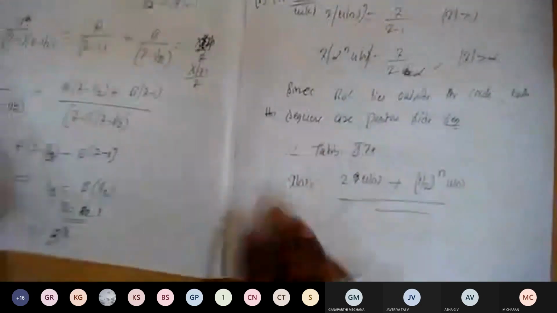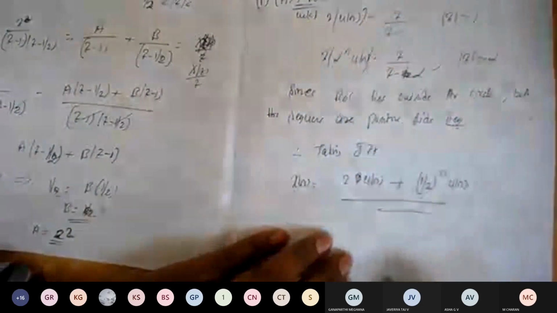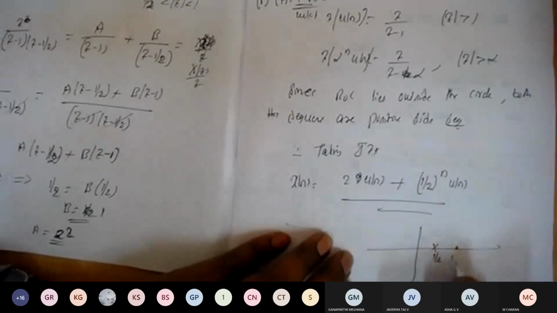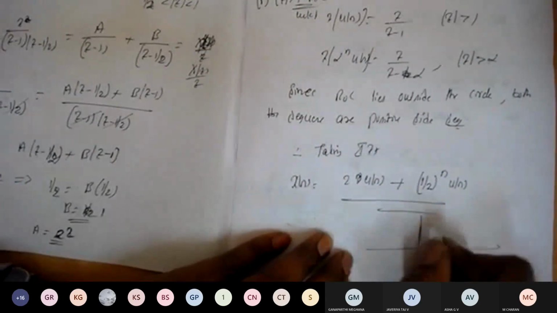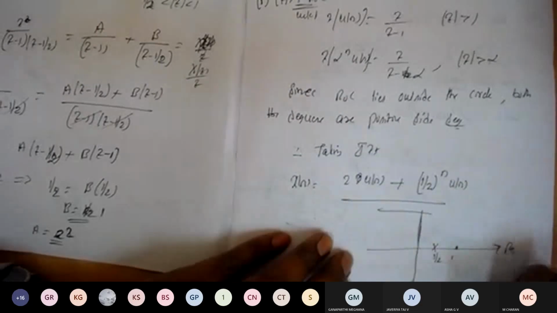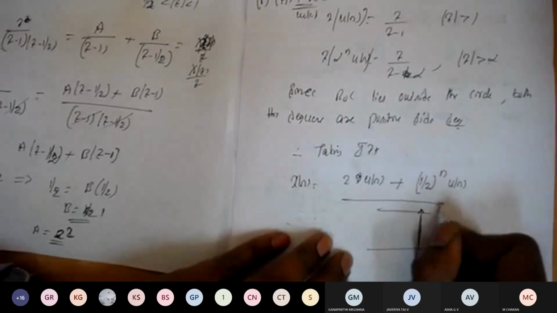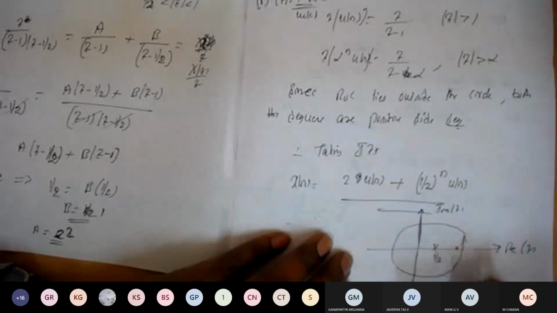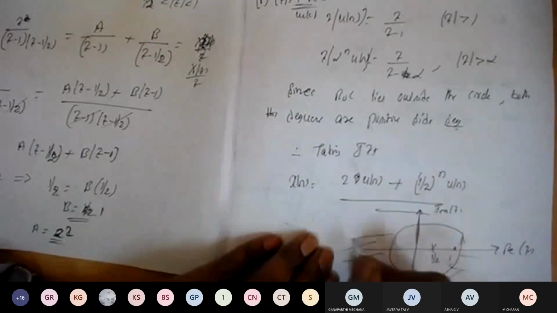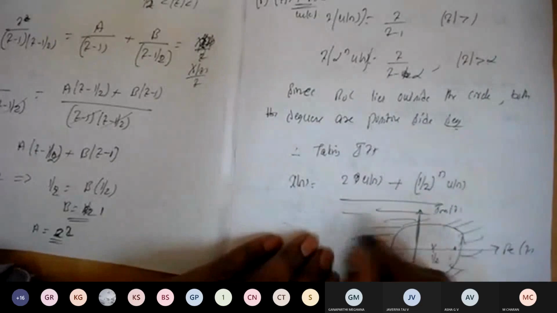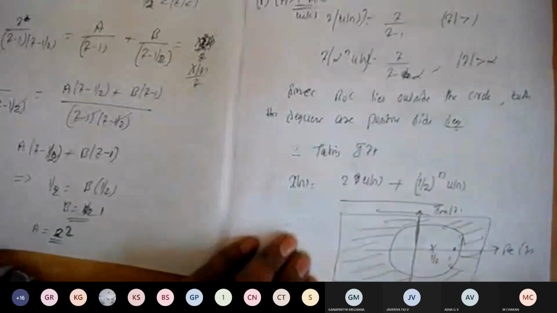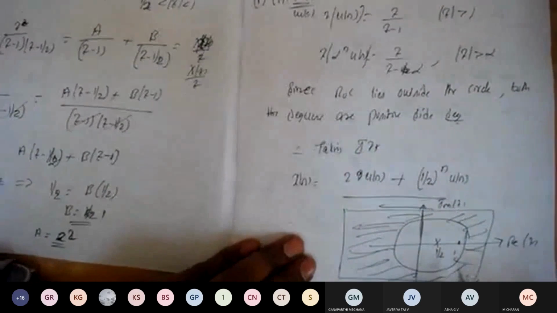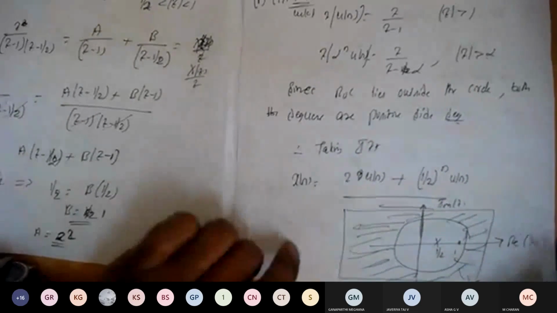And for this one, the ROC is going to lie outside the circle, that is 1. So the two poles are located, one at 1/2 and the other at 1. This is the real part, and this is the imaginary part. So the ROC is going to lie outside the circle. This is for the positive-sided sequence.